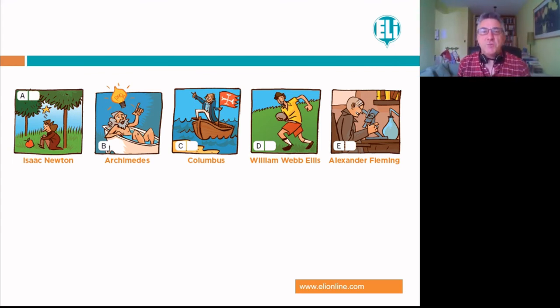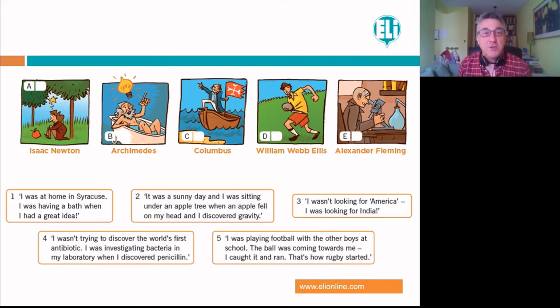William Webb Ellis, in case you're wondering, he kind of invented it. He's the guy who picked up the football and it became rugby. And you can read about that in the book. The next stage of that unit, what it does is it looks at some examples of things these discoverers or inventors might have said. Okay, so we made it up for the course book. But there you've got 5 matching things. Here, number 5. I was playing football with the other boys at school. The ball was coming towards me.